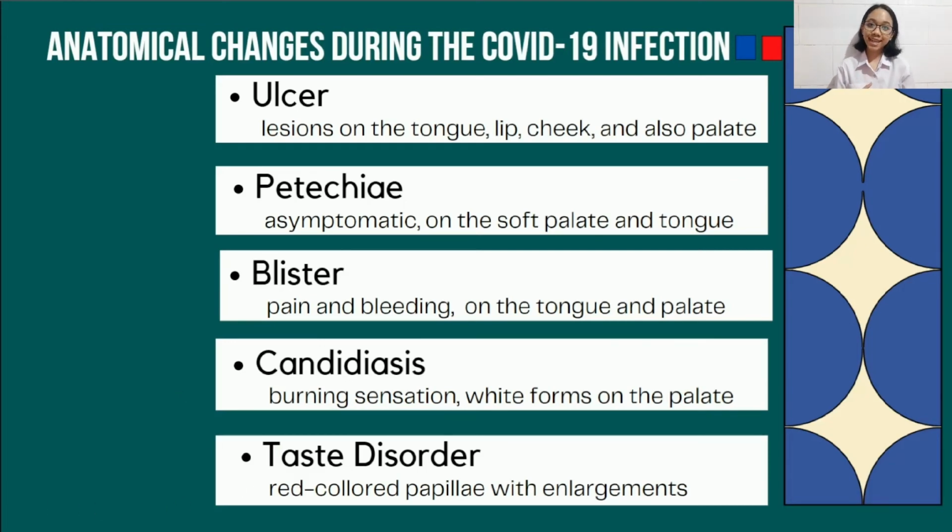The last one is taste disorder. These disorders are found in more than 80% of COVID-19 patients, with the papilla on the dorsal and lateral side of the tongue appearing red-colored along with size enlargement.